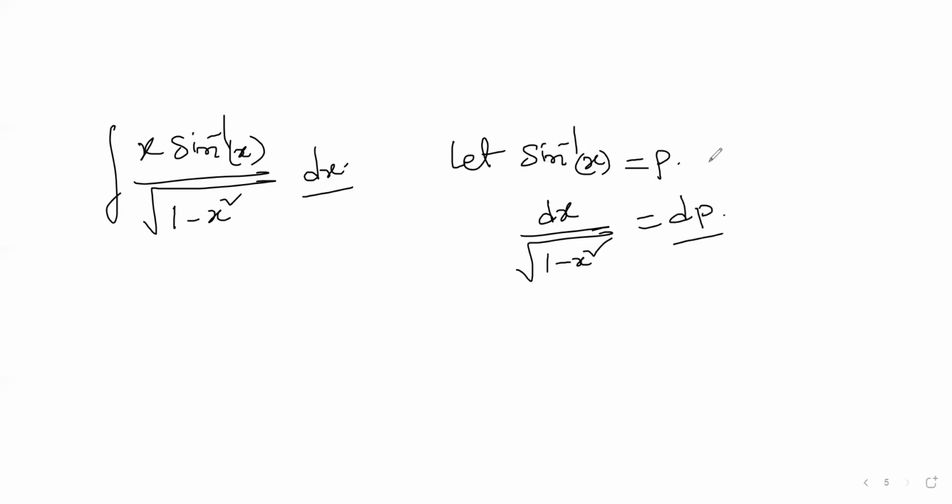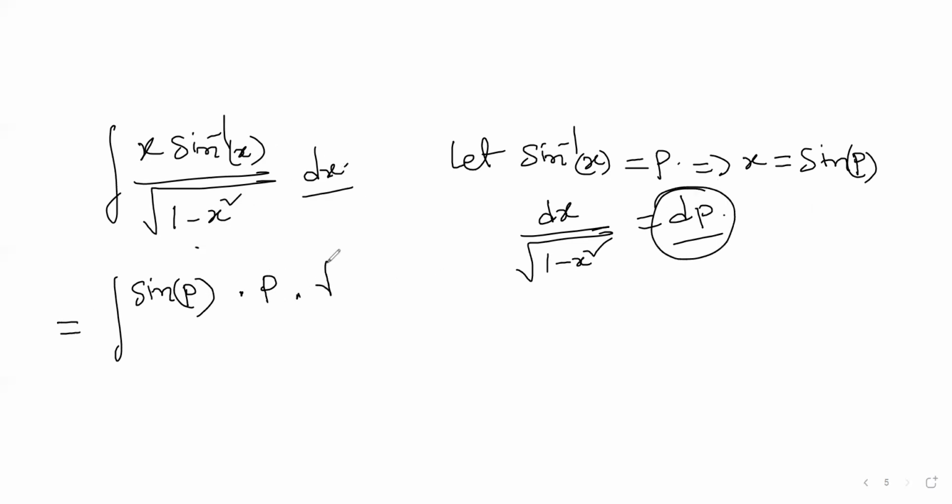Now what will x be over here? The x part is sine p. So replace the terms over here. What I'm left with is sine p, and sine inverse x I assumed as p, and dx by square root of 1 minus x square is my dp. So p sine p dp. That's the integral I'm going to evaluate.